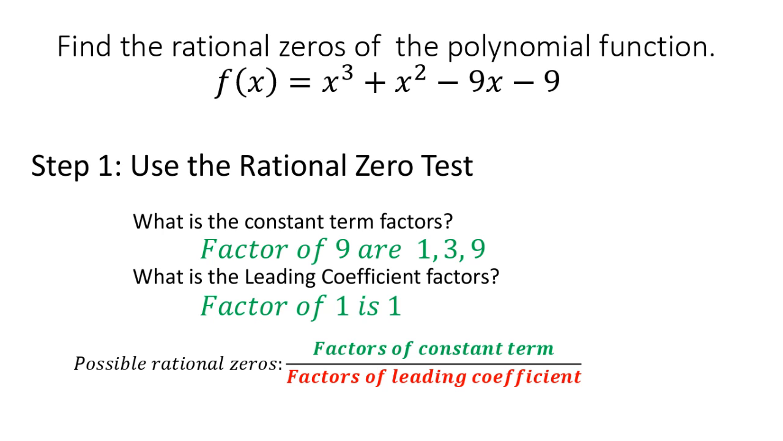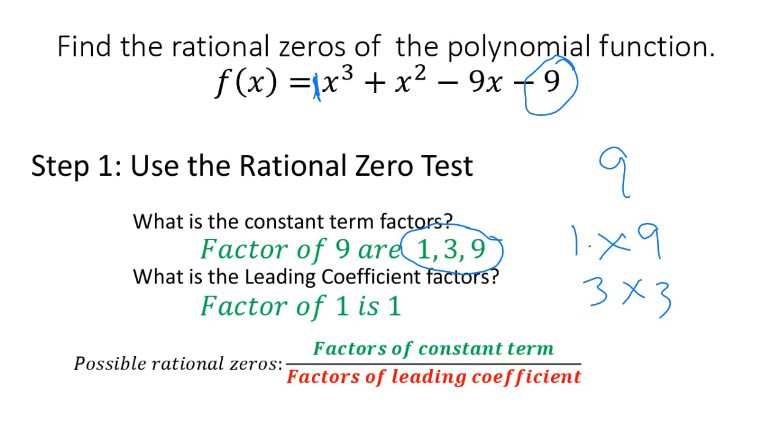Okay, so the first step in solving this equation here is to use the rational zero test. So we have to find the factors of our constant term. Remember that the constant term is -9 here, but I'm just going to look at it as 9, and I'll explain why in a little bit. So the factors of 9, what numbers give you 9? 1 times 9 and 3 times 3. So my factors would be 1, 3, and 9. And then for my leading coefficient, I have a 1 in front of my x cubed. So the factors of 1 is just going to be 1.